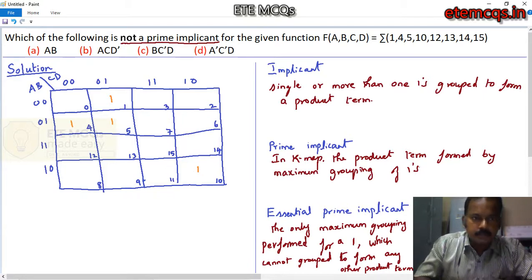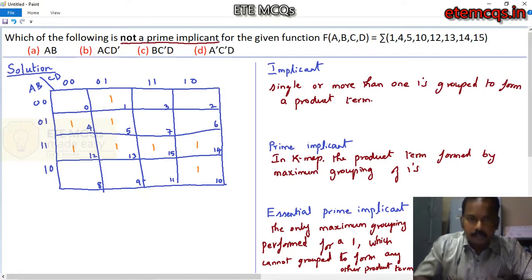For 12 it is 1, and for 13 it is 1, 14 and 15. So these are the cells that correspond to 1. Now we need to perform the grouping. Now let me relate it to implicant, prime implicant and then essential prime implicant.